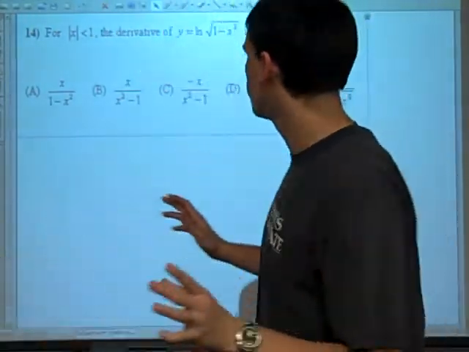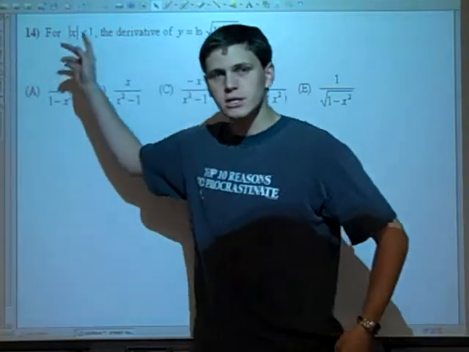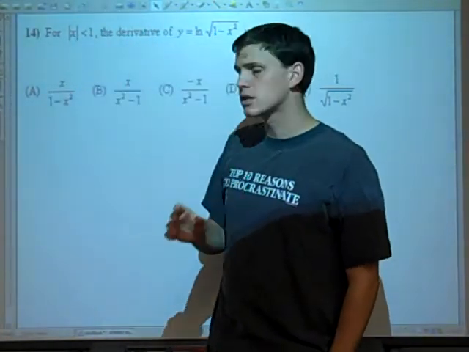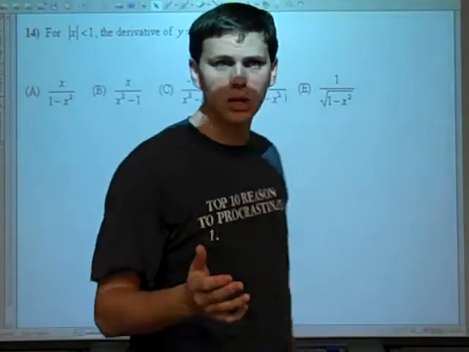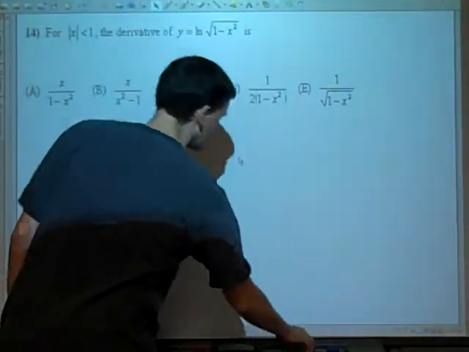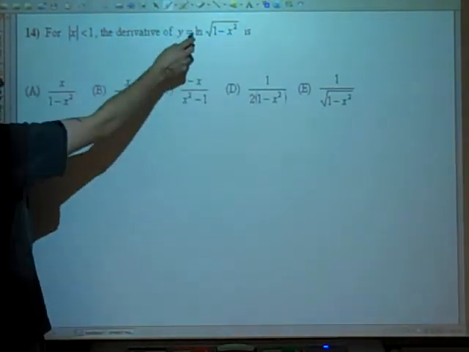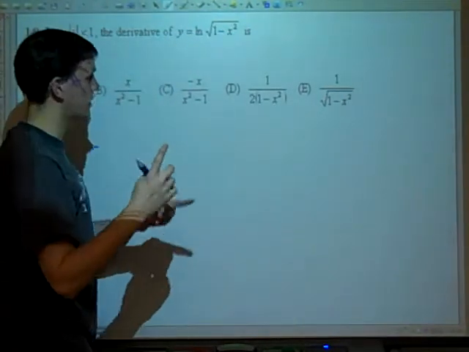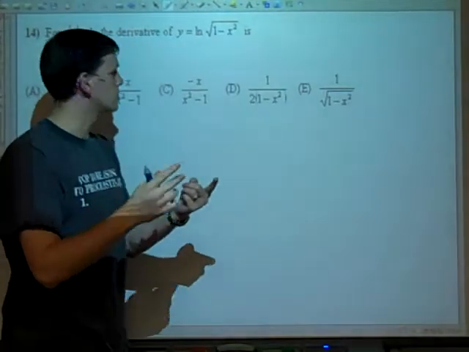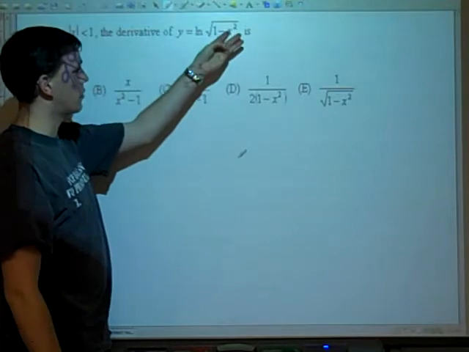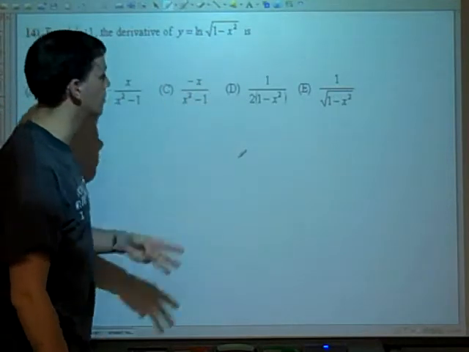So this problem, the key here is it tells us the absolute value of x is less than 1, which is going to play a role in a minute. So let's first of all, the derivative dy/dx is the derivative of the natural log. And so I've got three functions: the natural log, the square root, and the negative x squared.